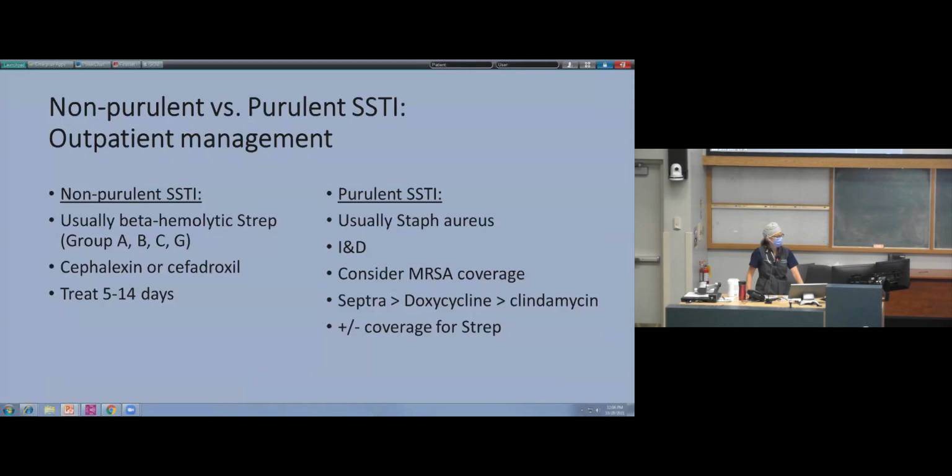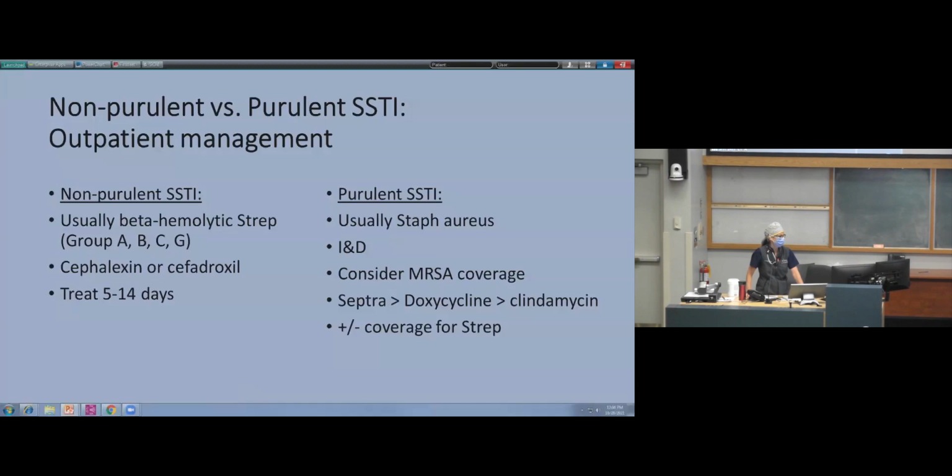And in terms of duration of therapy, there's no magic number of days. Most people are fine with about 5 days of therapy. Some people are going to need longer, maybe because they have inadequate circulation to that body part or because it's a very extensive infection. But there's no magic number of how many days people have to take.